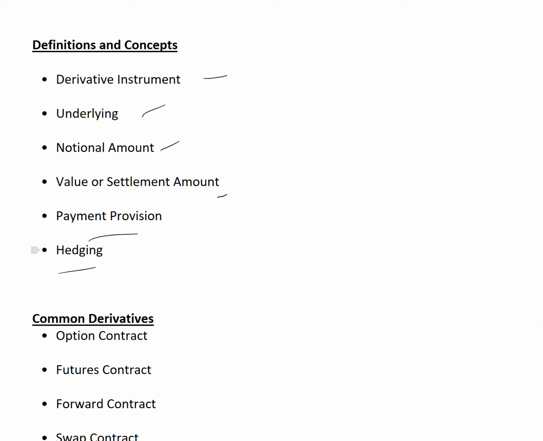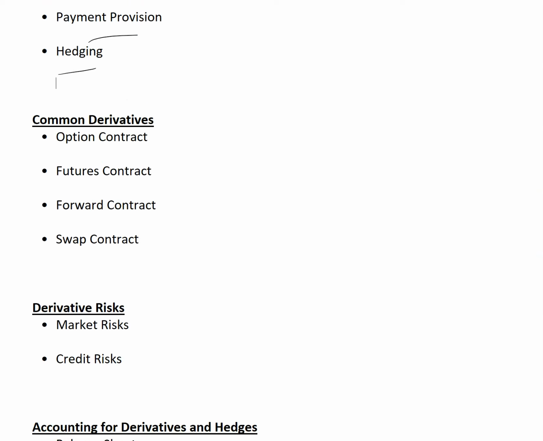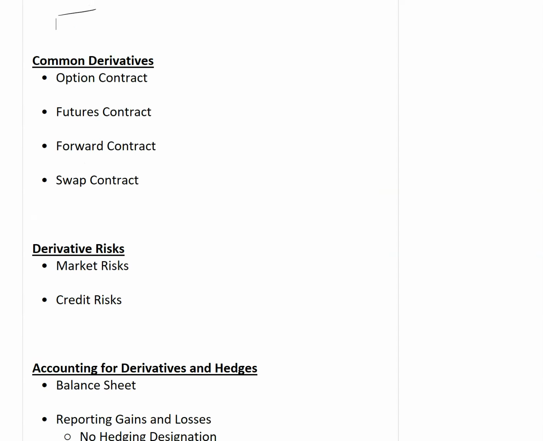So this is all about the definitions, and then later they discuss some examples of common derivatives that firms can invest in. There are four major derivatives that they discussed. One is option contract, then future contract, forward contract, and swap contract. So for option contracts, you already know that there are two parties involved, and one party gets the right or the option to buy, and another party will have that to sell.